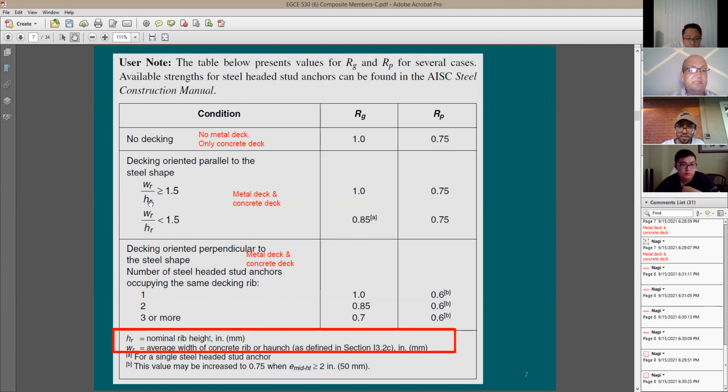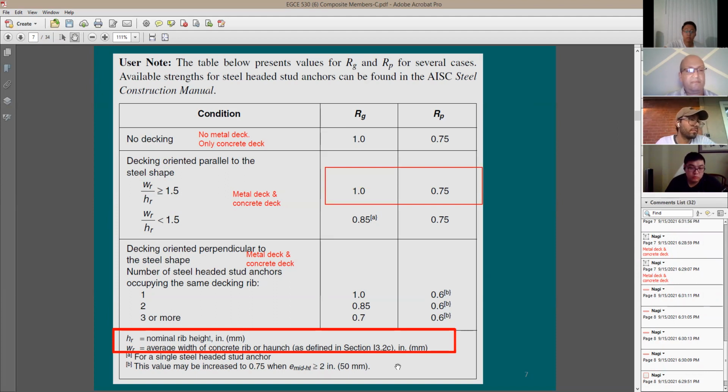So the width is going to be 6 inches. If you have the deck, it's going to be 3 inches or 2 inches. It means that you're going to be in this category, right? So it is going to be very standard that when you look at this case, when the deck is parallel to the steel shape, you're going to be in here, which means it's going to be the same as if you have concrete slab.